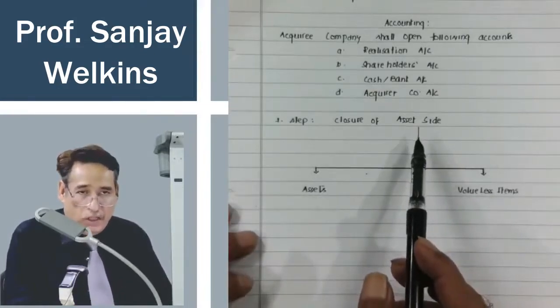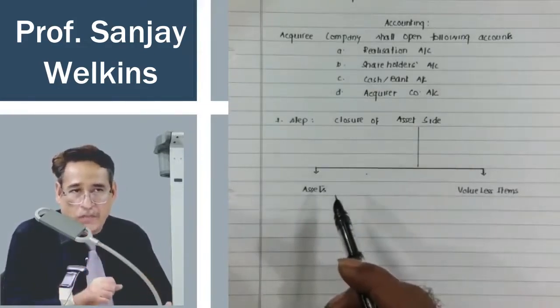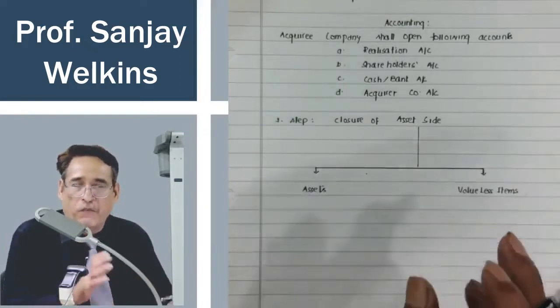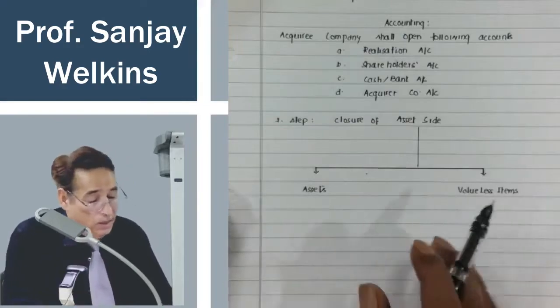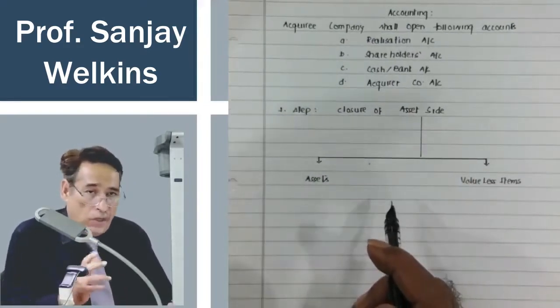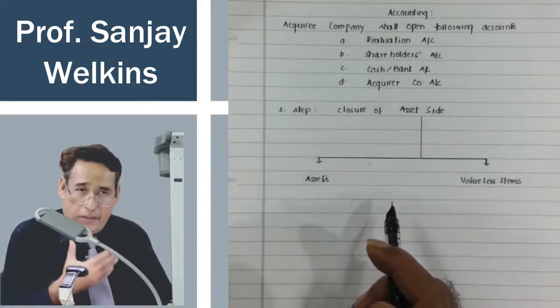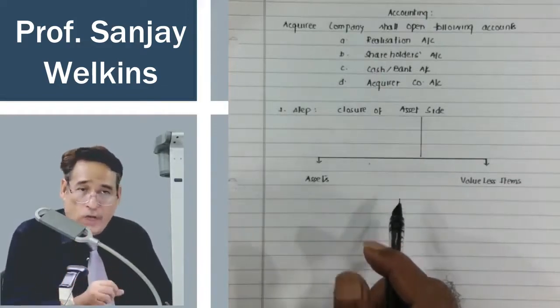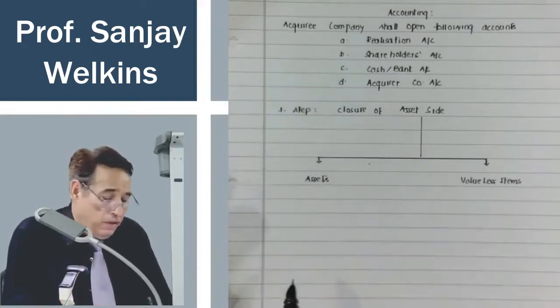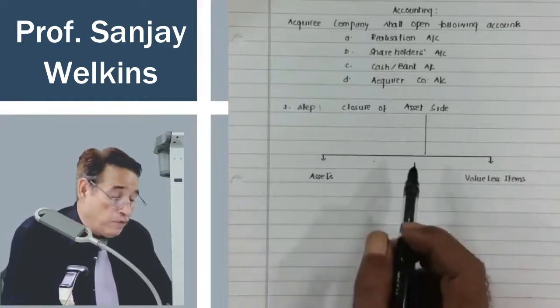Remember one thing: if you are going to purchase the business of somebody, you are going to purchase only the assets. Are you going to take over their valueless items? Definitely a big no, correct? So when we do the accounting, don't let it slip from your memory that the purchasing unit or the acquirer will take over your assets and liabilities only and nothing else. Correct? Now, we have to close the asset side.